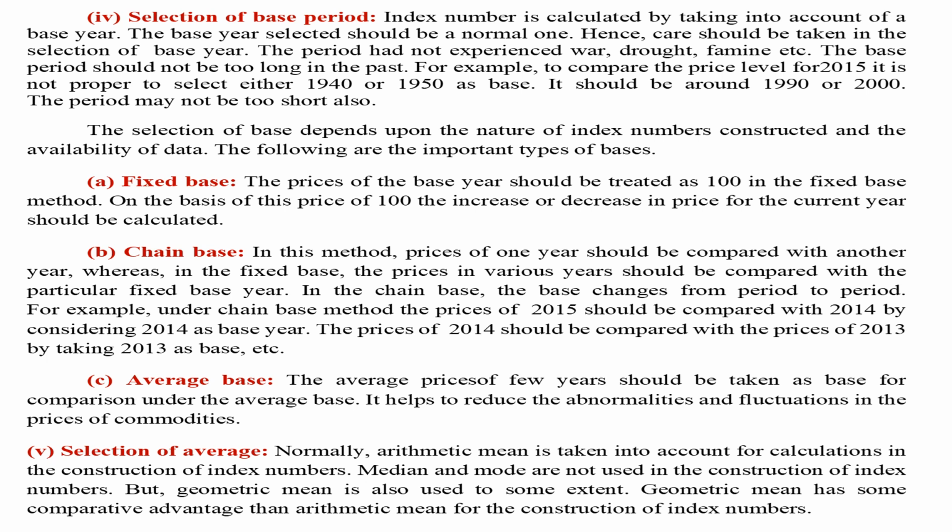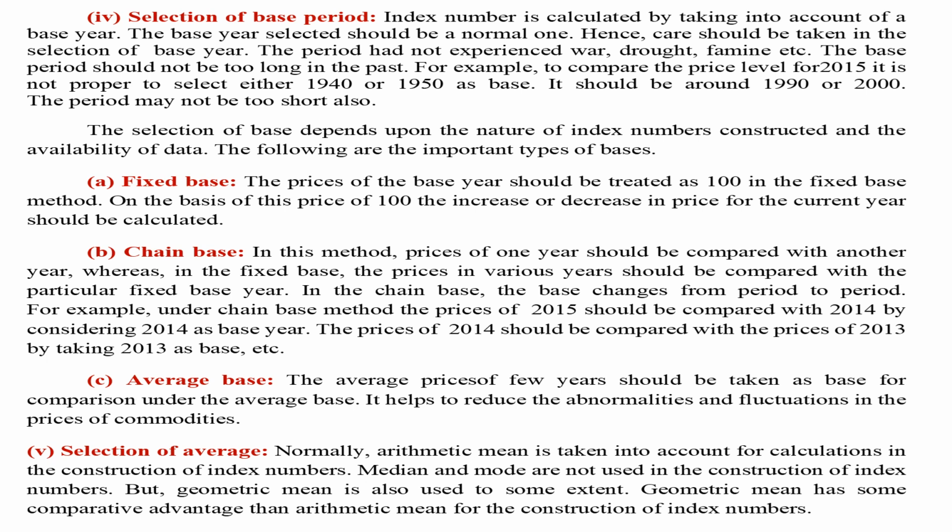Selection of base period. Index number is calculated by taking into account a base year. The base year selected should be a normal one. Hence, care should be taken in the selection of base year. The period should not have experienced war, drought, famine, etc. The base period should not be too long in the past. For example, to compare the price level for 2015, it is not proper to select either 1940 or 1950 as base. It should be around 1990 or 2000. The period may not be too short also. The selection of base depends upon the nature of index numbers constructed and the availability of data.